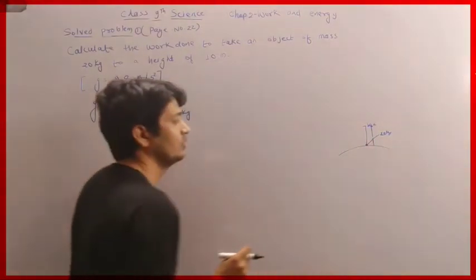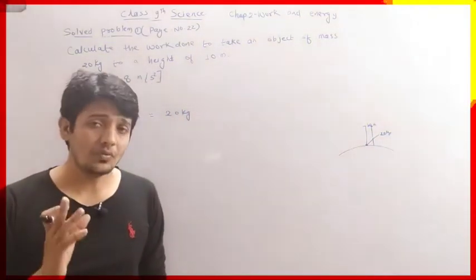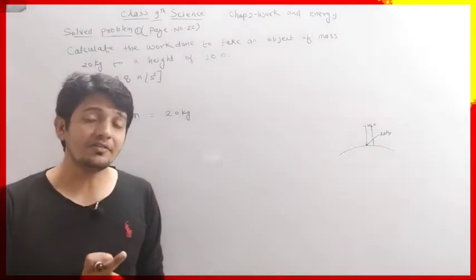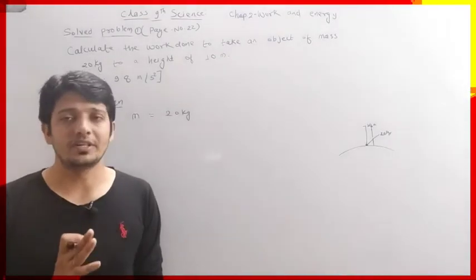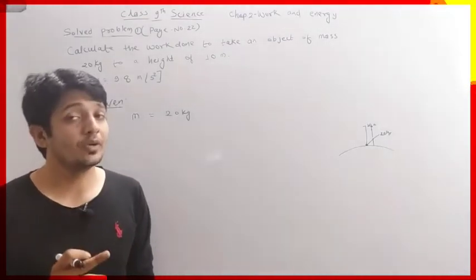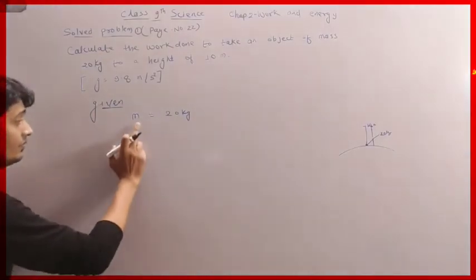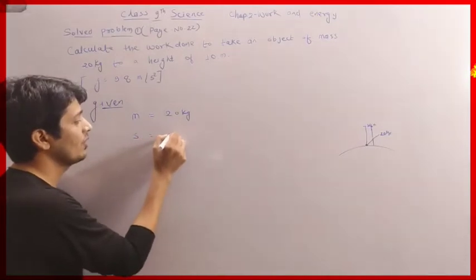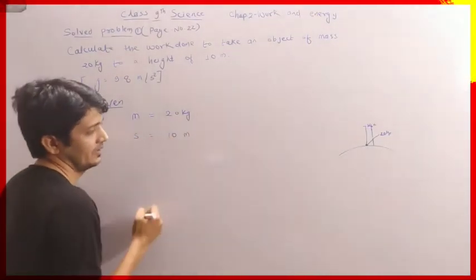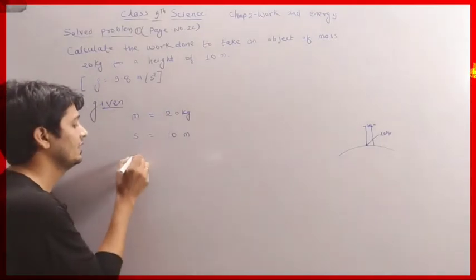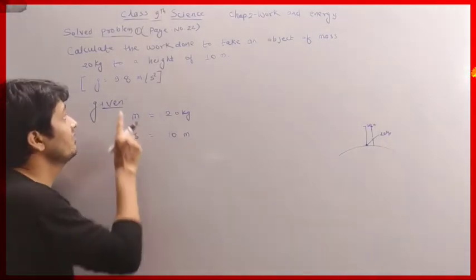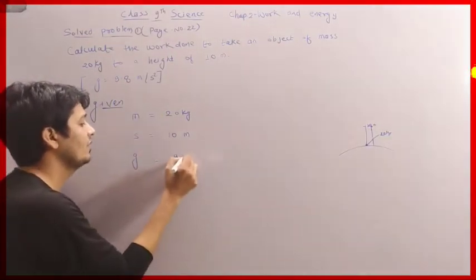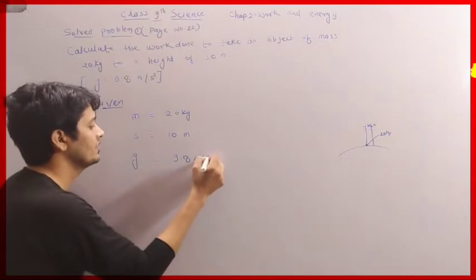So a 20 kg mass of an object is taken to a height of 10 meter from the earth surface, then we have to calculate the work done. For this activity we have to calculate work done. So mass is 20 kg, height is nothing but displacement of 10 meter. Then the value of g is given here, 9.8 meter per second square.